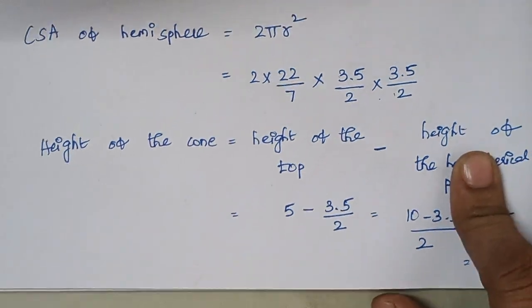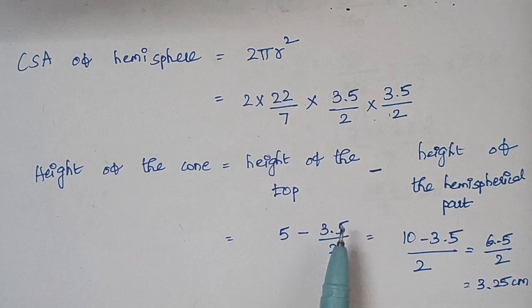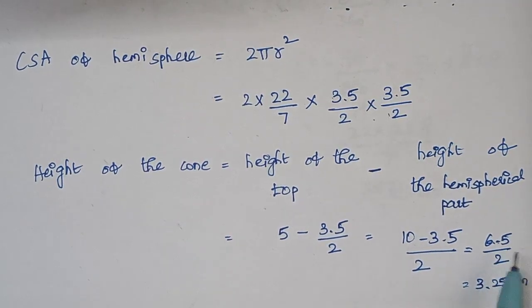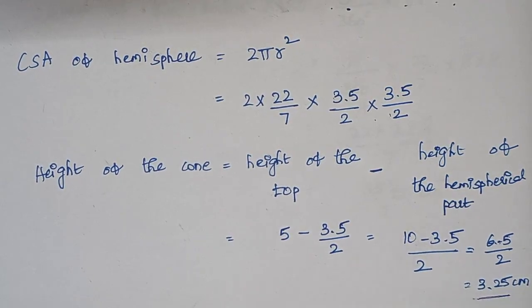So therefore just substitute the values here, right? So here you see, the height of the top is 5, and what is the height of the hemispherical part? It is 3.5 by 2. So when you do the multiplication, it will be 10 minus 3.5 by 2. So it is 6.5. So the 6.5 when divided by 2 gives 3.25 centimeter, right? So this is your height of the cone.